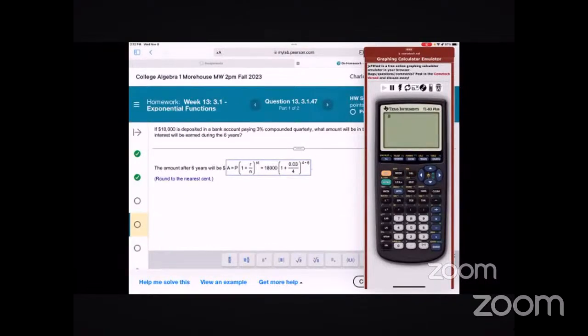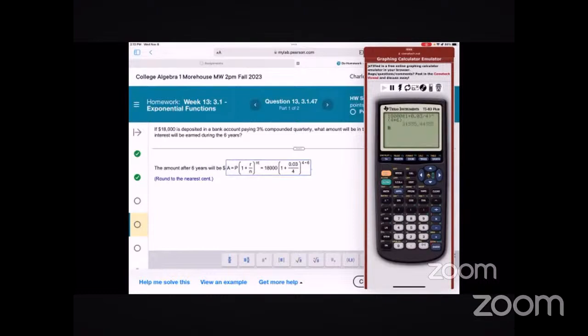Okay, all right, cool. So let's do 18. We got 18, 1, 2, 3, parentheses, 1 plus 0.03 divided by, which is our N, divided by 4, close parentheses, hat, 4 times 6. Okay. That looks good. Oh, I think we're missing our division there. No, we're good. Yeah, I think we're okay. All right, let's submit this result.